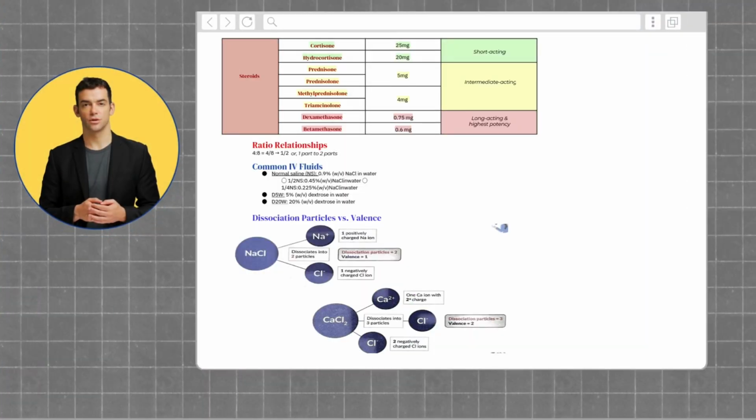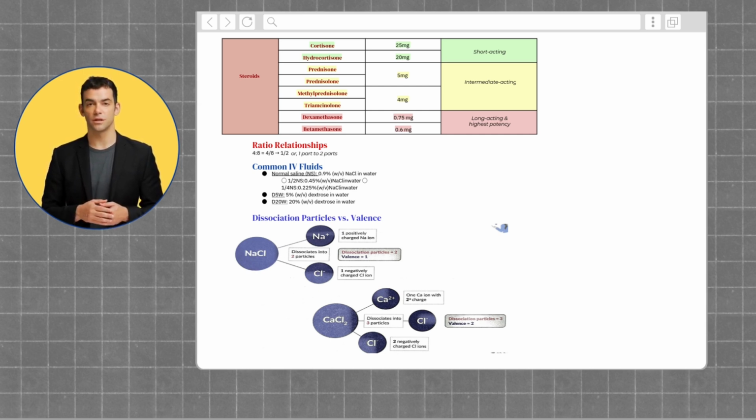Steroid conversions are crucial for managing conditions like inflammatory diseases, asthma, or adrenal insufficiency. Pharmacists need to know how to convert between corticosteroids to ensure equivalent dosing and safe transitions. Steroid conversions involve calculating equivalent doses when switching between corticosteroids, considering their potency and duration of action.